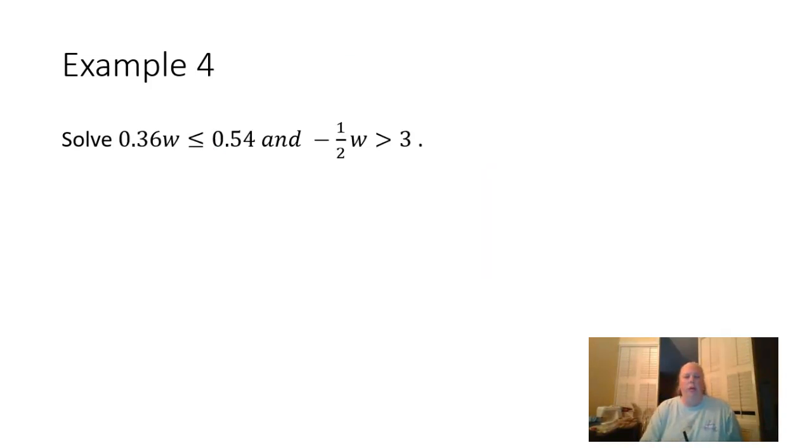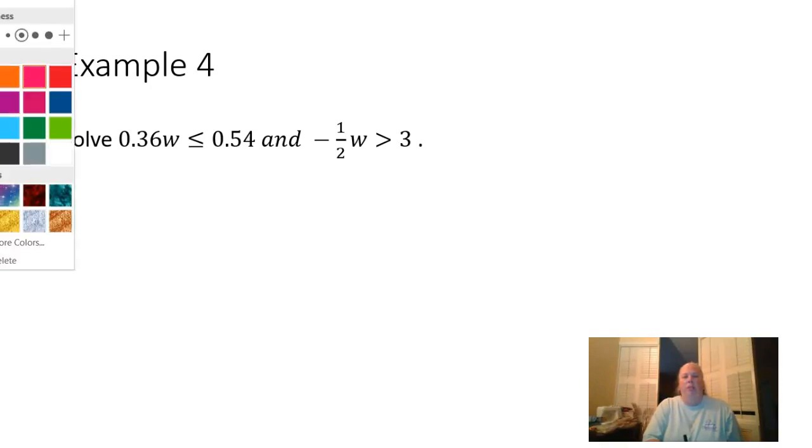For example 4, we're going to solve the compound inequality 0.36w is less than or equal to 0.54, and -1/2w is greater than +3. Okay, so once again, what I'm going to do is I'm going to solve each of my individual inequalities, and then I'm going to put them on the number line.